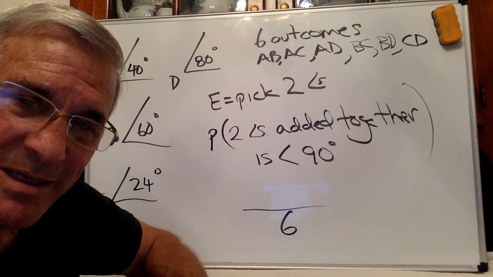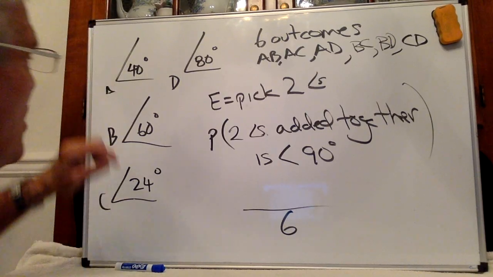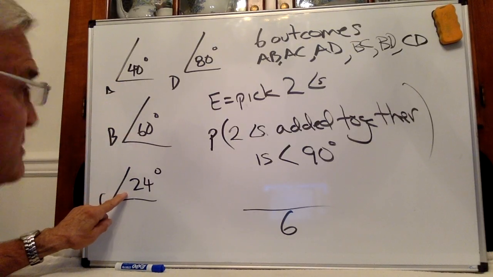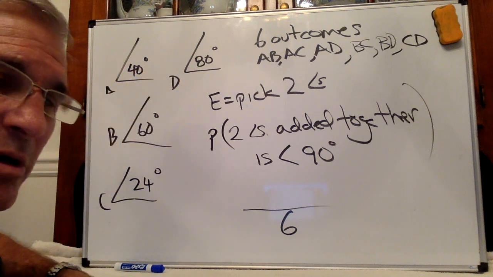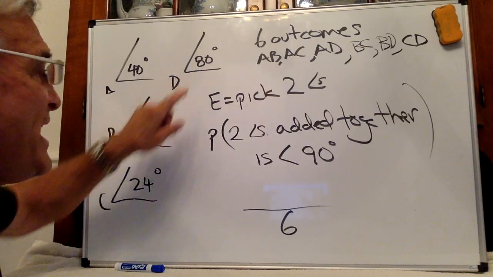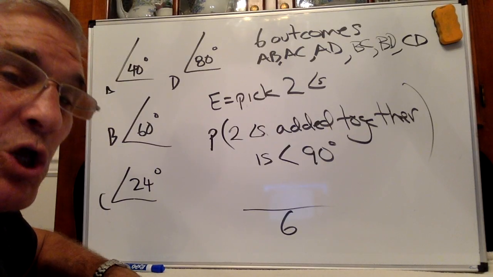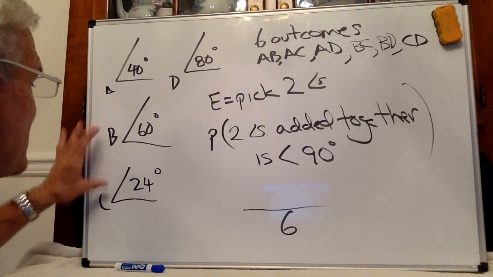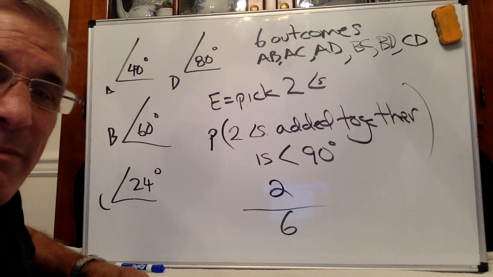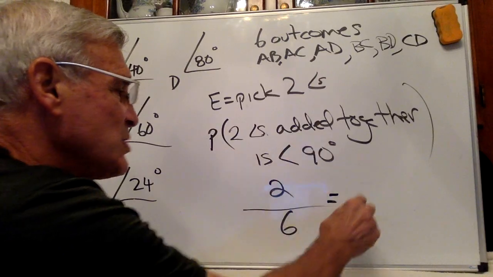Of the 6, when you add the 2 together, which give you less than 90? Well, 40 plus 60 doesn't work. 40 plus 24 works. 40 plus 80 doesn't work. 60 plus 24 is less than 90. 60 plus 80 doesn't work. And 24 plus 80 doesn't work. So there only seem to be 2 solutions. AC works, BC works. So of those 6 possible outcomes, 2 of them will give you a sum less than 90. Therefore, the probability of this occurring is 1/3.